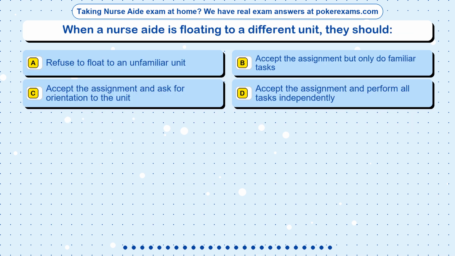Question 12. When a nurse aide is floating to a different unit, they should: Option A. Refuse to float to an unfamiliar unit. Option B. Accept the assignment but only do familiar tasks. Option C. Accept the assignment and ask for orientation to the unit. Option D. Accept the assignment and perform all tasks independently.